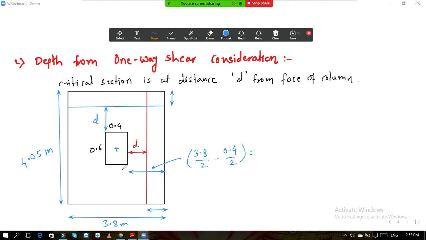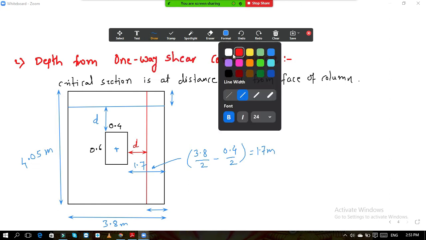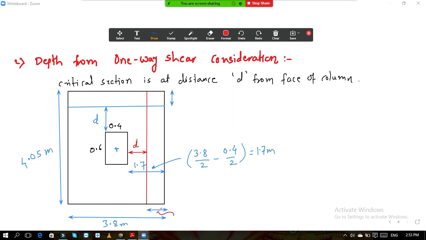1.9 minus 0.2. It is 1.7. Okay, so this is 1.7 meter. So what is this remaining then? If this distance is 1.7 and this is d, then this remaining will be the width of the strip. This remaining distance will be how much?